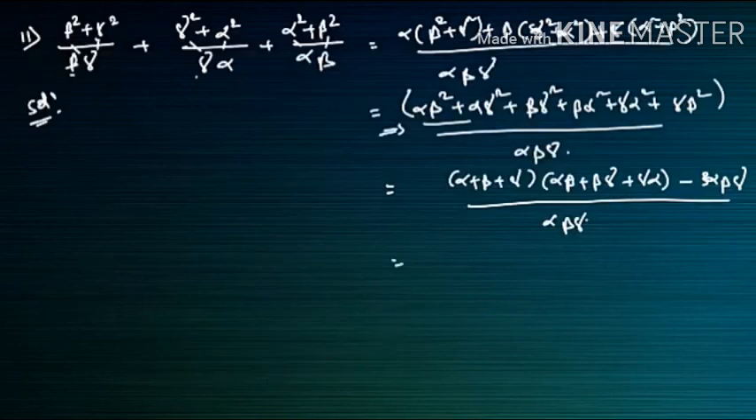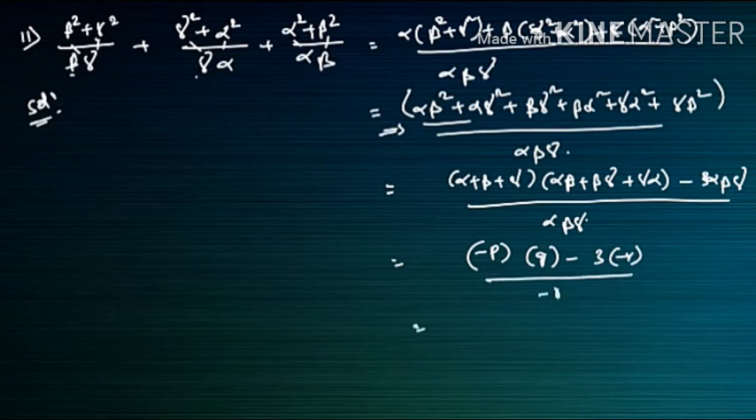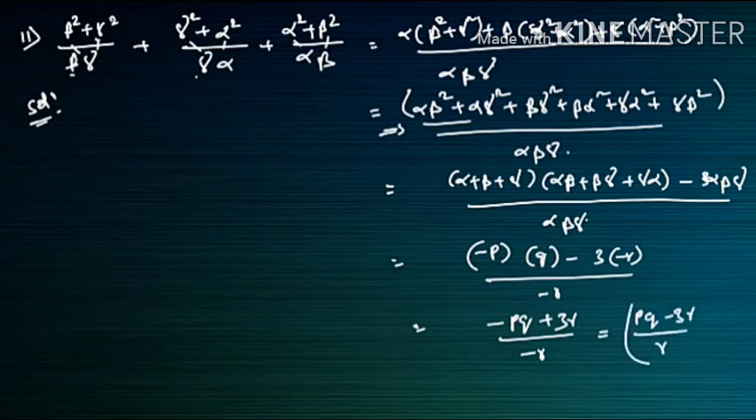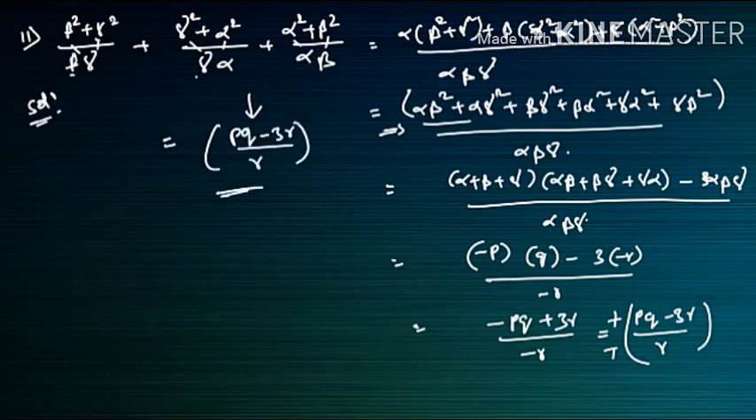And now here alpha plus beta plus gamma is equal to minus p, already we know, and alpha beta plus beta gamma plus gamma alpha is equal to q, already we know, and minus 3 alpha beta gamma is equal to minus 3r, divided by alpha into beta into gamma, which is equal to minus r. So it will become minus p cube plus 3r divided by minus r. I will take minus common, so it will become p cube minus 3r divided by r, because r divided by minus r will cancel. So the solution is p cube minus 3r divided by r. This is the answer of the second one.